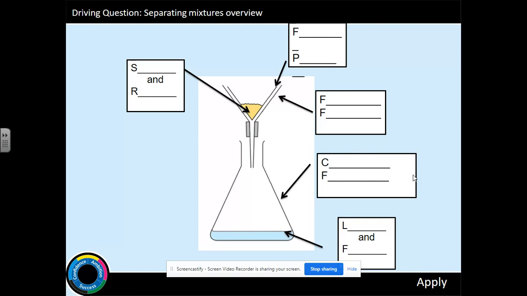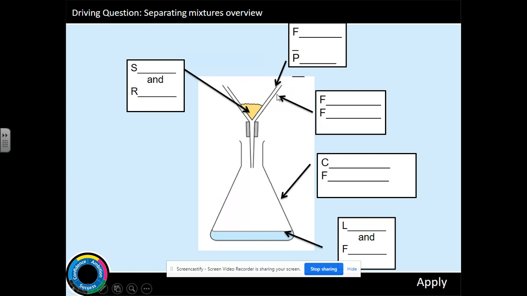Now, this bit, we use sand and water, right? So I literally just gave you the S word. So the S is going to be sand or solid. And what is the name of the solid that remains in the filter paper? It is the residue. So the solid or sand, and this is called the residue. Now I gave you the first one. What I am going to ask you to do is to go ahead, draw the diagram, and label it.